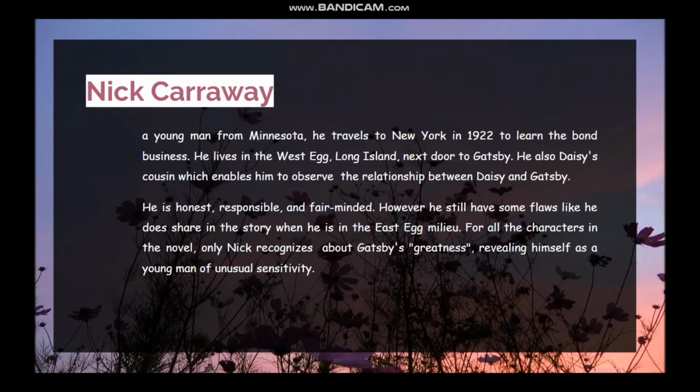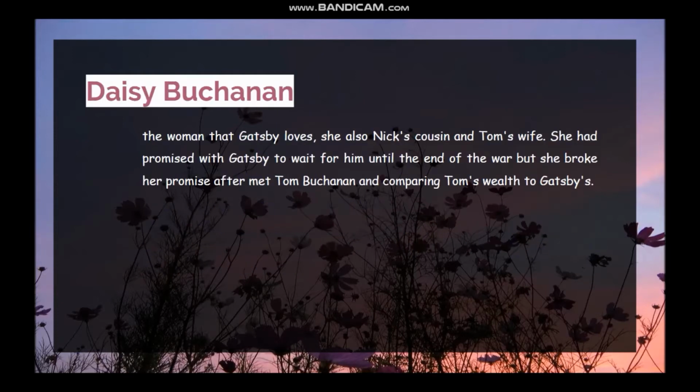Daisy is the woman that Gatsby loves. She is also Nick's cousin and Tom's wife. She had promised Gatsby to wait for him until the end of the war, but she broke her promise after meeting Tom Buchanan and comparing Tom's wealth to Gatsby's.